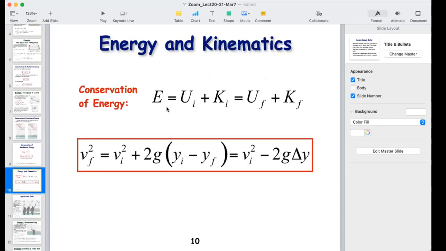Conservation of energy can also be written, as you saw in the problem before, as U initial plus K initial is equal to U final plus K final. And from this, we can find another way to find the final velocity, which is a typical question that we have in our problems: find the final velocity of the object. V final squared, from the conservation of energy, comes out equal to V initial squared minus 2g delta Y. And we saw this also in the previous problems.